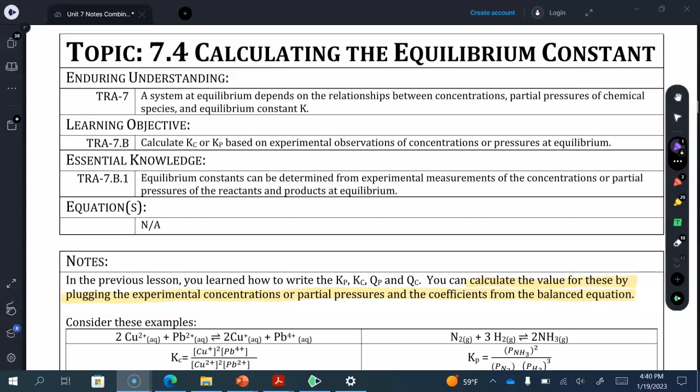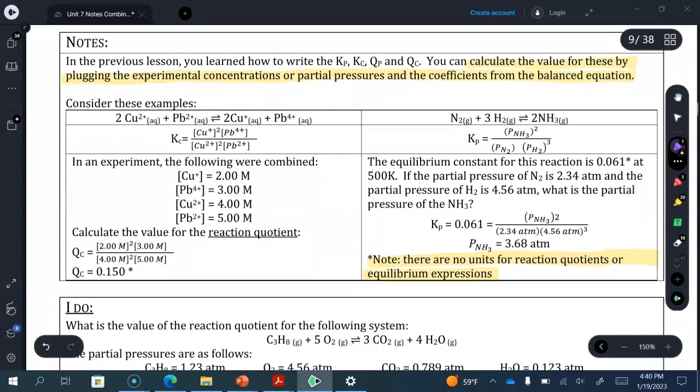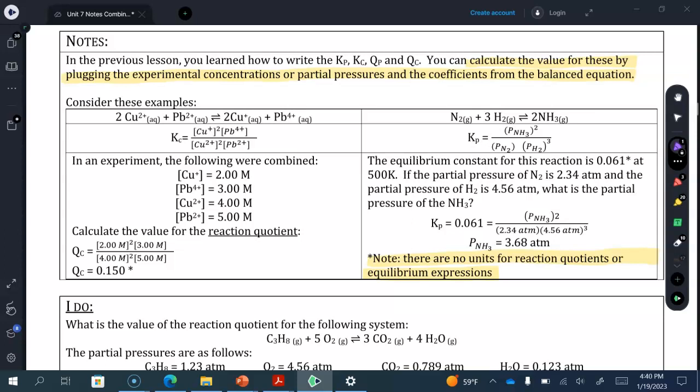By the end of this, you should be able to calculate Kc or Kp based off of experimental observations of concentrations or pressures at equilibrium. So in the previous lesson, we learned how to write the equilibrium expression and the reaction quotients. You can calculate the value for these by plugging in experimental concentrations or partial pressures and the coefficients from the balanced reaction. So we have some examples here.